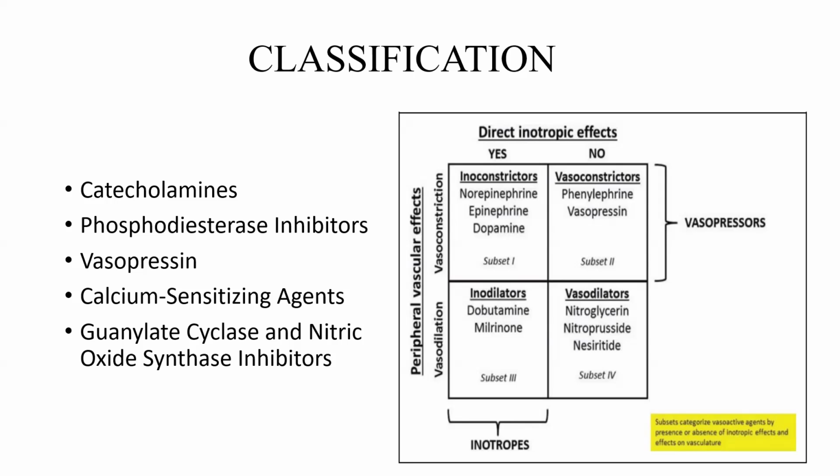You have your inodilators. So inodilators are those that cause both increased inotropy, but also cause vasodilatation in the vasculature. And then you have vasodilators, which just cause peripheral vasodilatation. But we wouldn't go into vasodilators because that's outside the scope of what we are talking about. So, basically, sometimes they use them interchangeably, but I would tend to go with the classifications on the left for simplicity. Next slide.